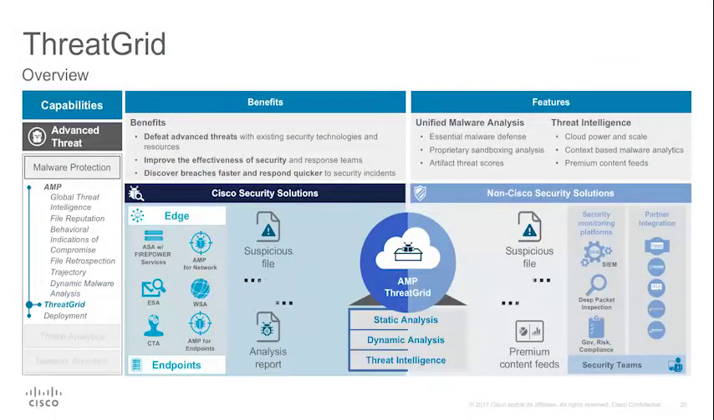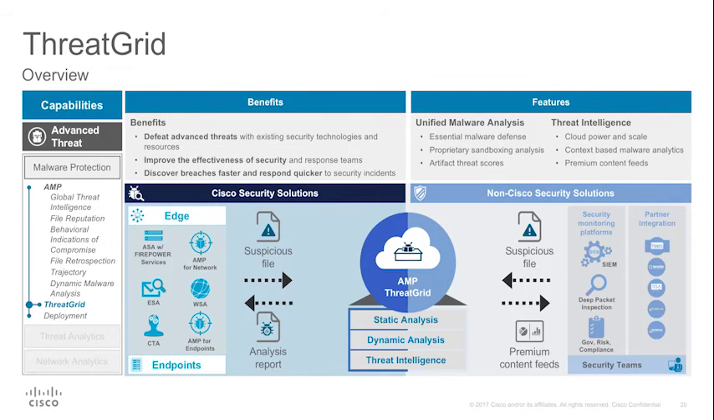ThreatGrid is a robust sandboxing platform that integrates malware analysis and threat intelligence. It draws on the Cisco components already in place and provides a common analysis engine across all of them. Combining proprietary analysis technology with secure cloud-based capabilities, it analyzes all of that data, identifies key indicators of malicious behavior, and provides the global and historical context needed to take action.